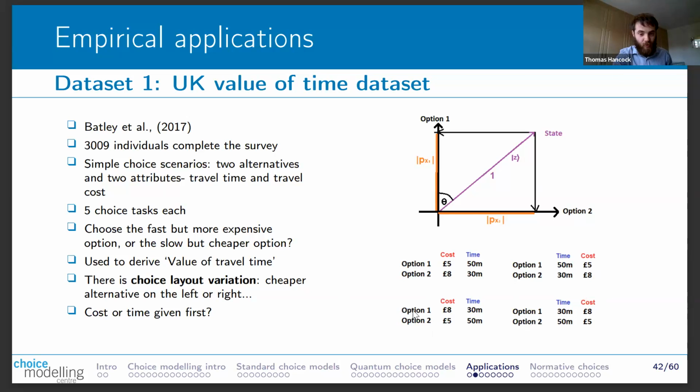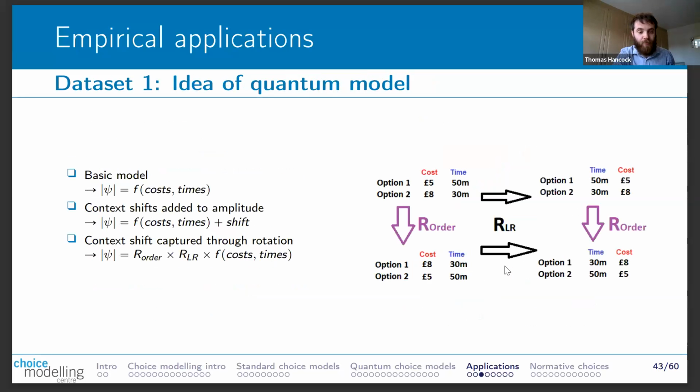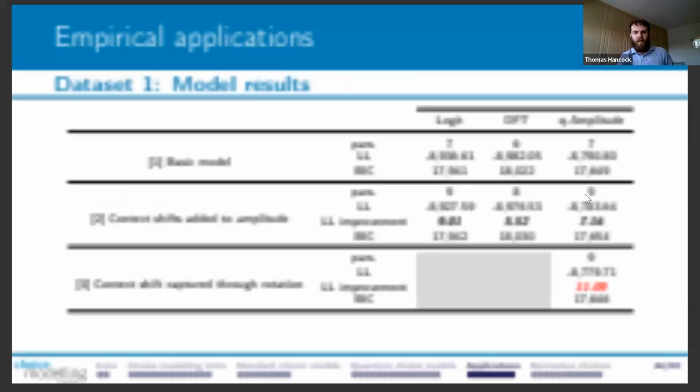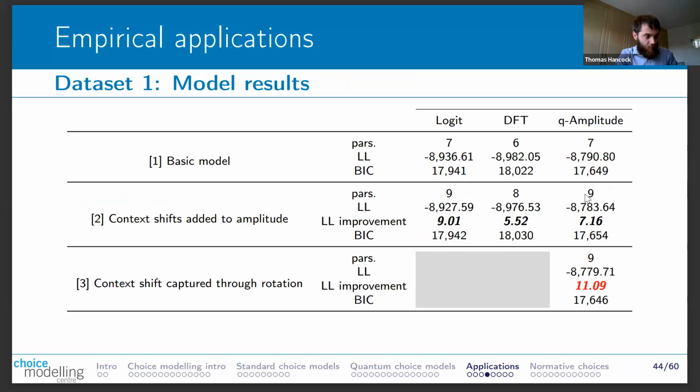So basically what we're going to look at here is, can this quantum choice model capture that change of perspective, that underlying difference between what different individuals were seeing? Our basic model is going to have this function of costs and times to derive the probability of each. Standard shift in preference will just have some estimated parameter to shift those preferences. Context shift through a quantum rotation will use these rotation matrices. We could use this order rotation if we moved across here, down here, and this left-right rotation if we move across here. And what we found here was that in comparison to the standard multinomial logit model and another model we developed called decision field theory, the best way to capture that difference between different choice contexts was to use this new quantum rotation. And that model had the best overall model fit as well. So this difference was best captured using the quantum model.